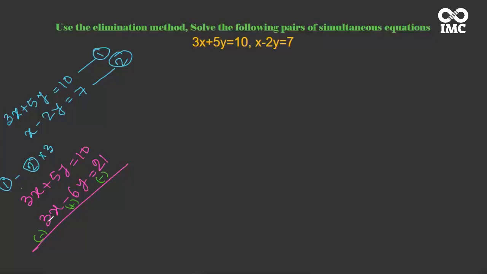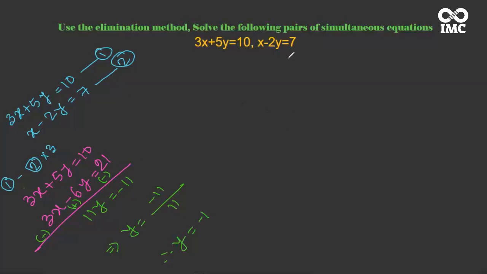So 3x minus 3x will be 0. 5y plus 6y will be 11y. And 10 minus 21 will be minus 11. So here the value of y will be minus 11 by 11. So y equals negative 1.